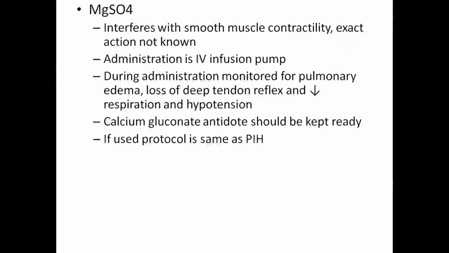Magnesium sulfate interferes with smooth muscle contractility. The exact action is not known. It is administered by IV infusion pump. Drug administration is monitored for pulmonary edema, loss of deep tendon reflexes, decreased respiration and hypotension. Calcium gluconate antidote should be kept ready. If used, the protocol is the same as that of pregnancy-induced hypertension.